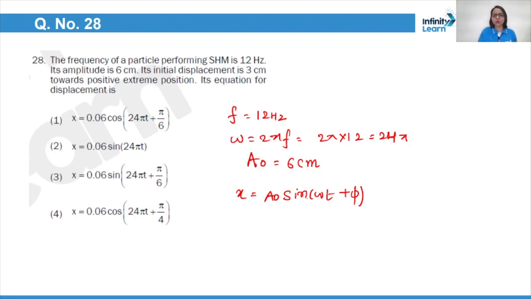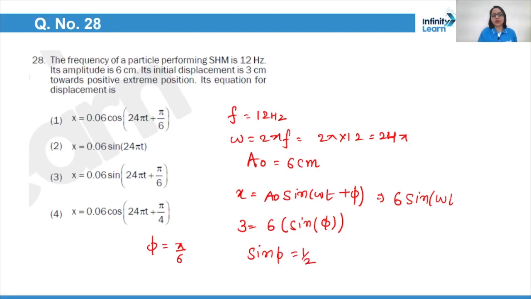At t is equal to 0, it is at 3 centimeter, A naught is 6, and sine omega t will be 0. So 3 is equal to 6 sine phi, which will give you the initial phase, right? So sine phi is equal to 1 by 2, and it is possible when phi is equal to pi by 6, right? So the equation will be x is equal to A naught sine omega t plus pi by 6 centimeter. We need to convert it into meter. So it will be 0.06 sine omega t plus pi by 6. So the correct answer is option 3.